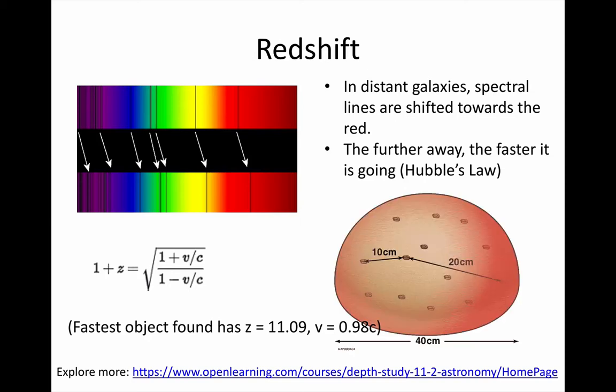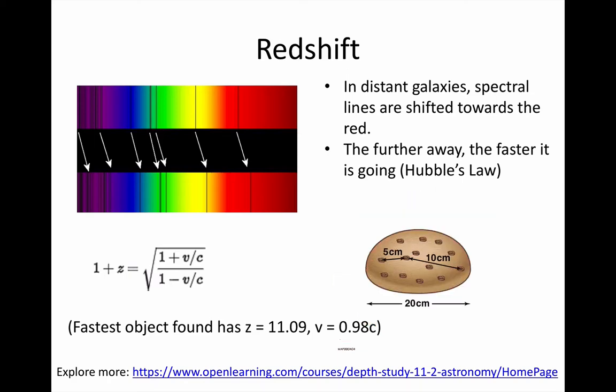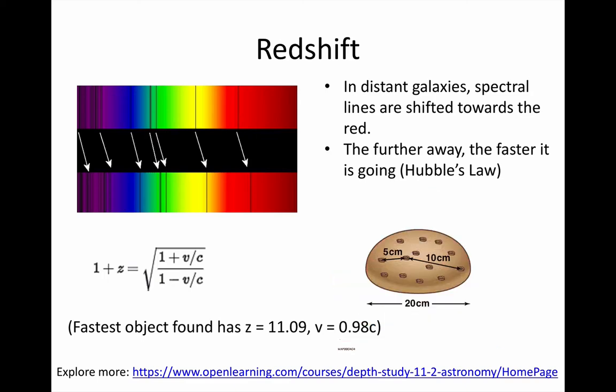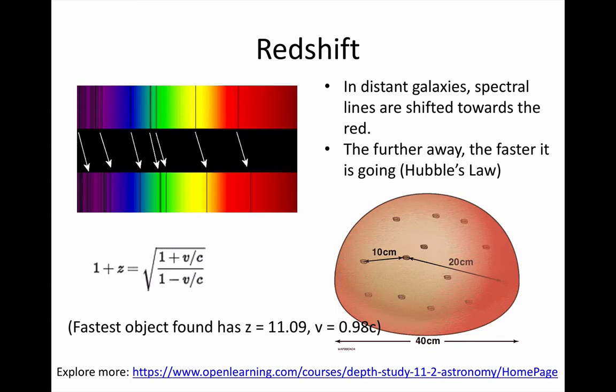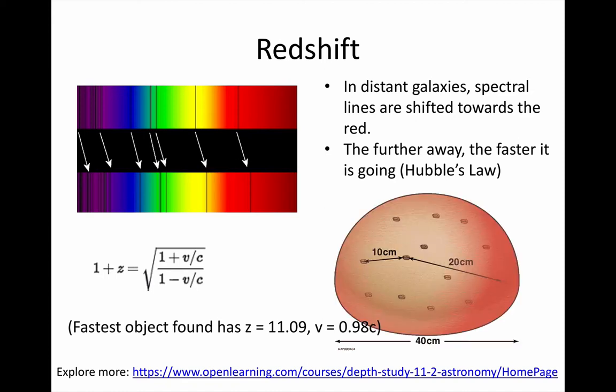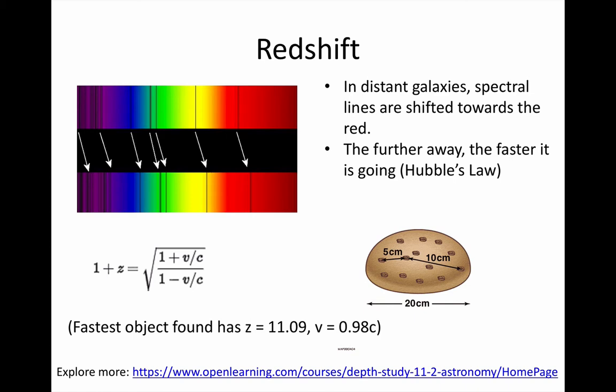Now, you can see this with the fruit bun analogy that is at the bottom right. So the sultanas represent the galaxies within the universe. The sultanas aren't actually moving within the bun, but the bun itself is expanding, so the sultanas are becoming further apart. So we take redshift as evidence that the whole universe is expanding.